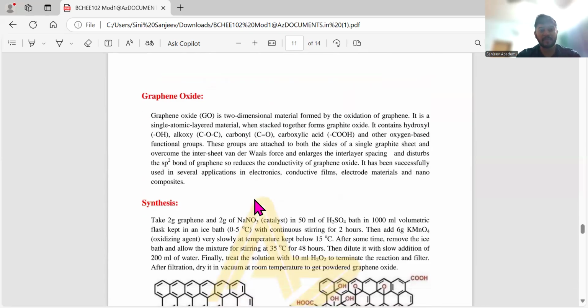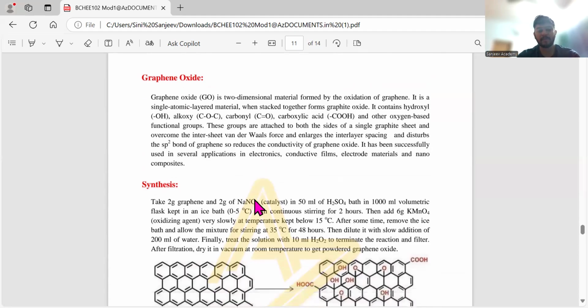Then coming to graphene oxide. Okay, one second for this. Sorry, I got a call.